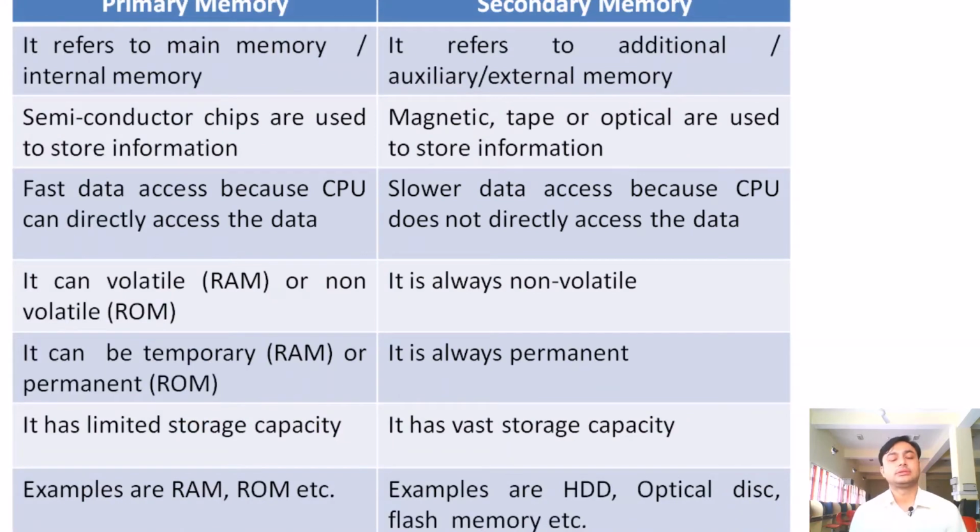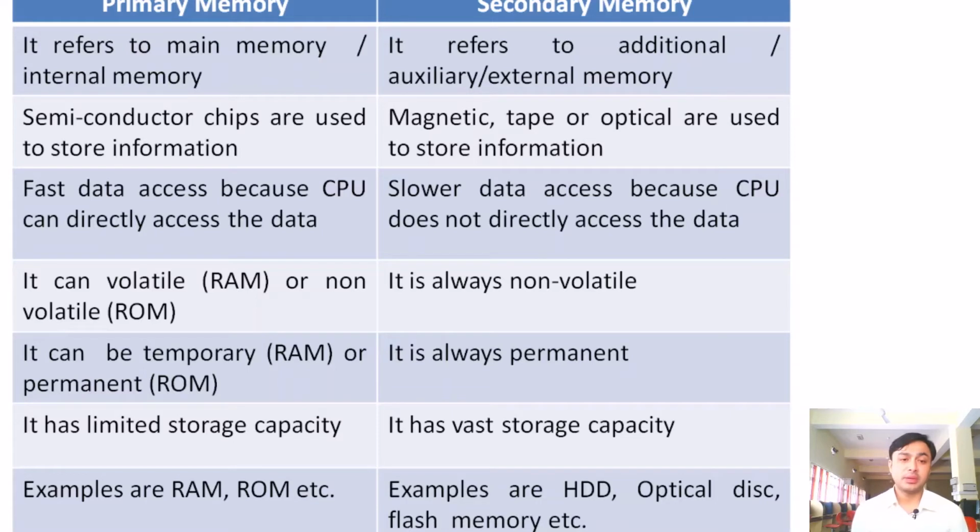Now let us see the difference between primary memory and secondary memory. The primary memory refers to the main memory or is called internal memory, whereas the secondary memory refers to additional, auxiliary or external memory, or you can also refer to it as a backup memory. In case of primary, the semiconductor chips are used to store the information, but in case of secondary, the magnetic or the tape or opticals are used to store the information.